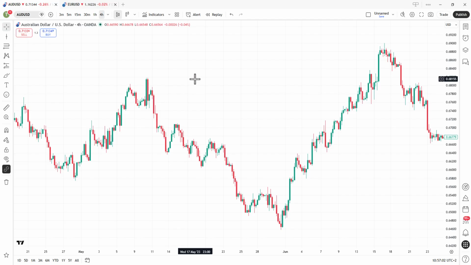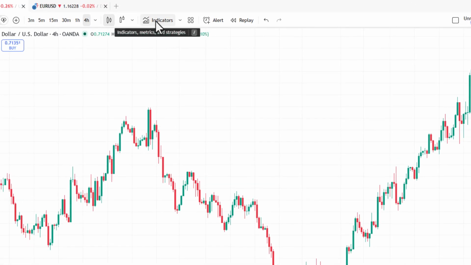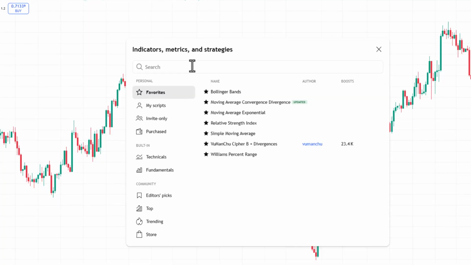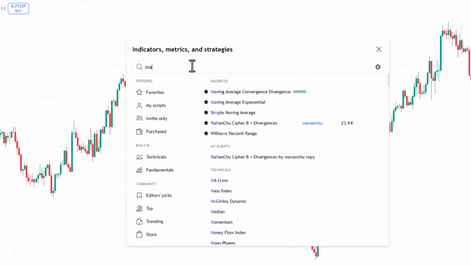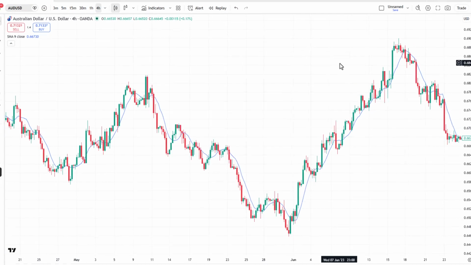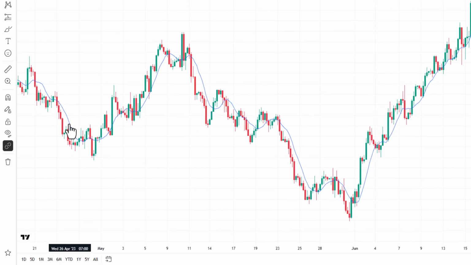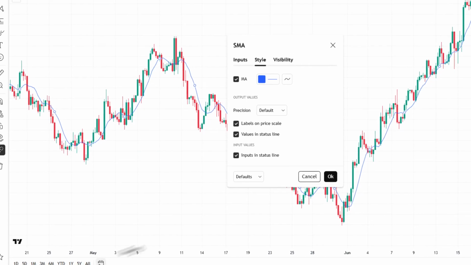First, open your chart in TradingView. Then, at the top of the screen, click on Indicators. In the search bar, type in moving average or MA for short. I'm going to go with the simple moving average. And now the moving average has been added to the chart, but we want to edit it. So we hover a mouse over it, right click and click on Settings.